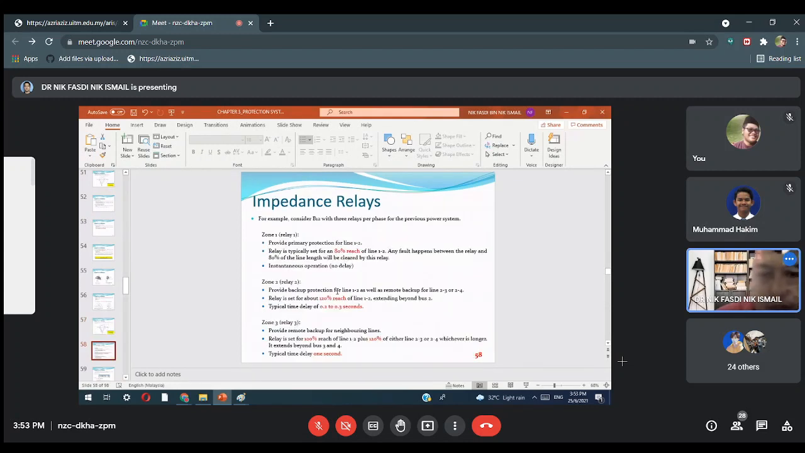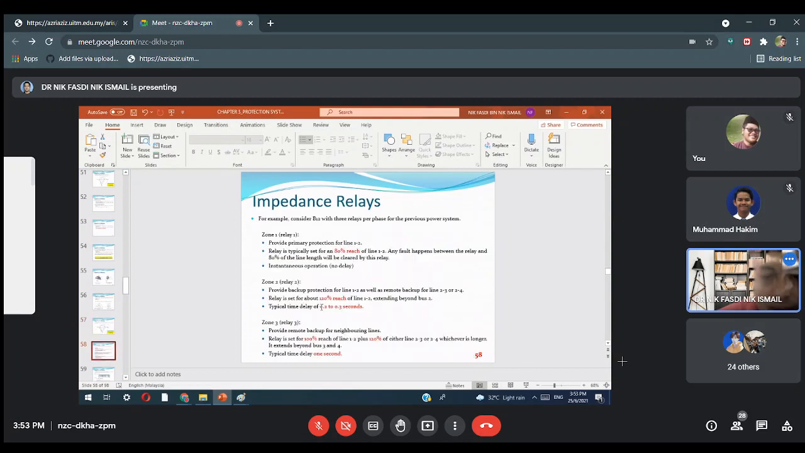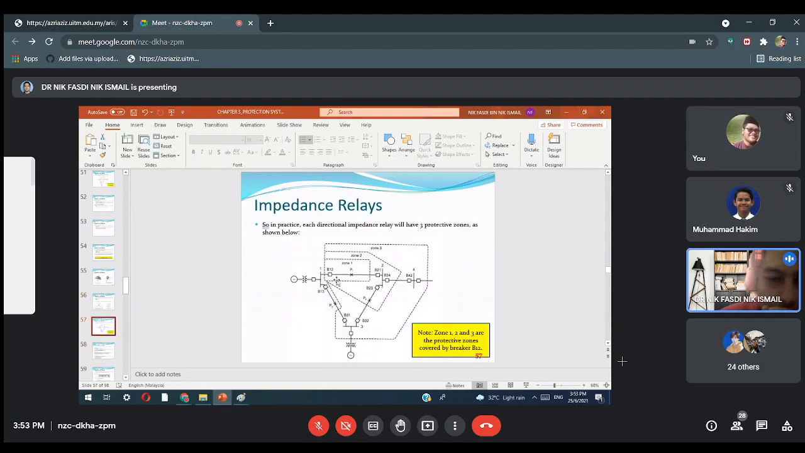Okay, so the relay is set at about 120% reach of line 1, 2, extending beyond bus 2. So here, this is only the 80% of zone 1. Zone 2 has to add more, up to 120%. If we take line B1 here as 100%, 80% is here, and from here to here is 100%. So you can add an additional 20%.